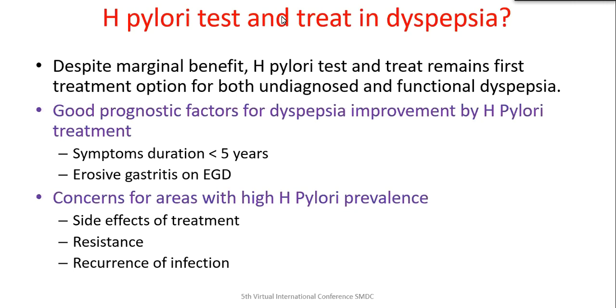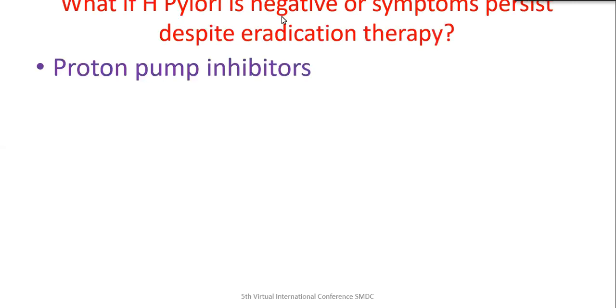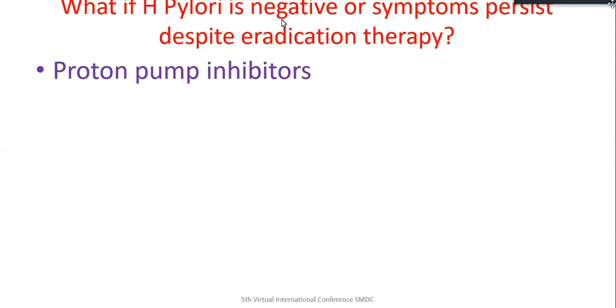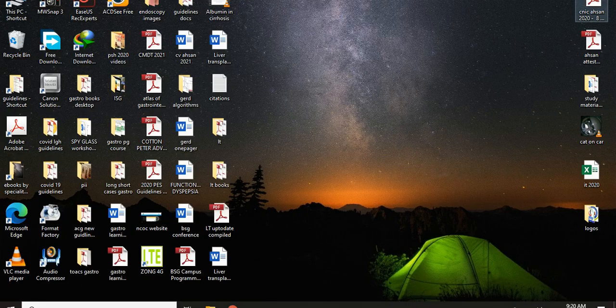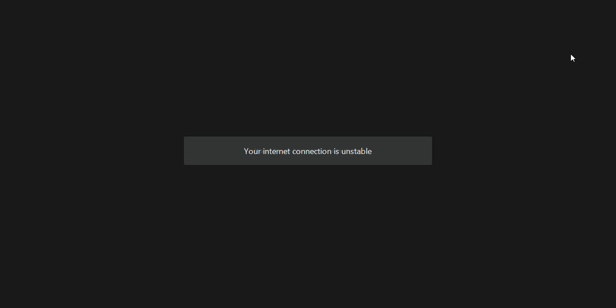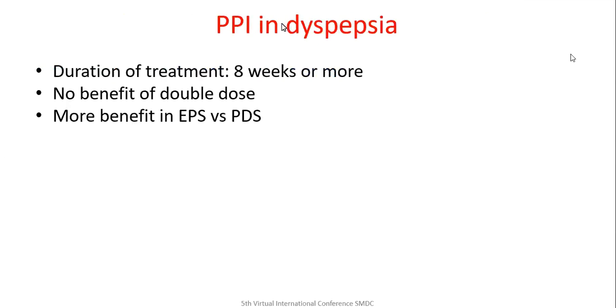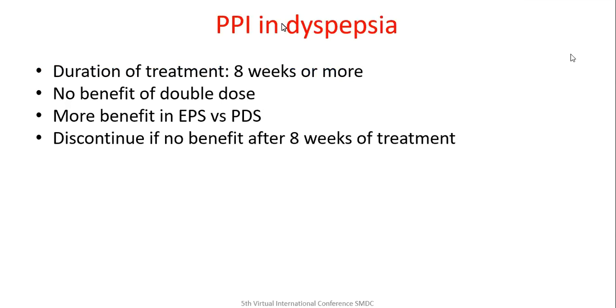What if the patient is not responding? There is evidence: 6 trials, more than 2,500 patients. 50% of PPIs continue placebo. And here you need to maybe there are a few studies which have shown PPIs are more effective in epigastric pain syndrome rather than postprandial distress syndrome. Discontinue PPIs if the patient is not having any benefit after 8 weeks.